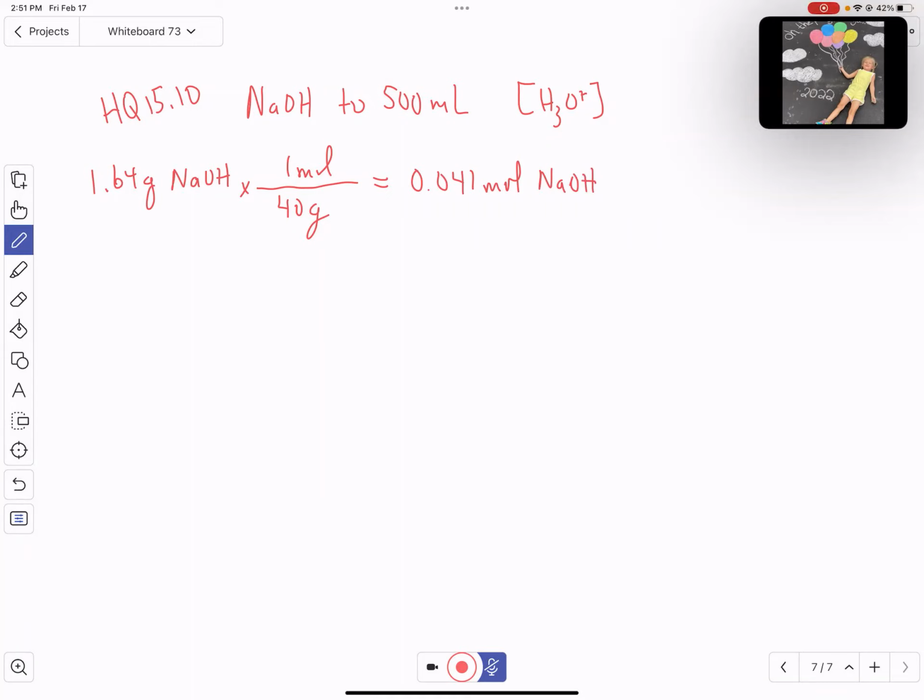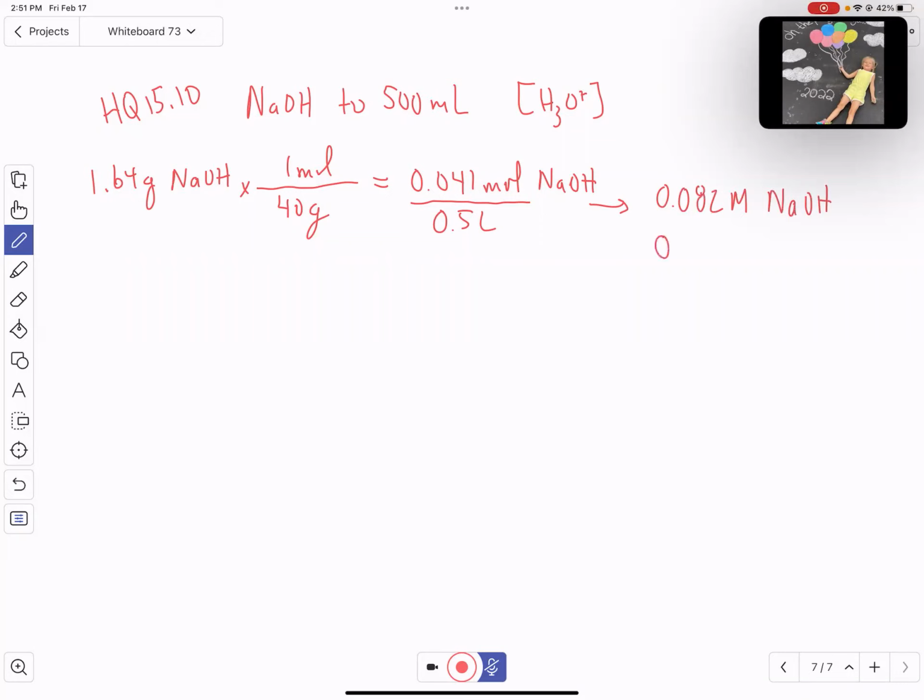I need to turn that into a concentration. So concentration is molarity, so moles per liter. I've got 500 milliliters, which is 0.5 liters. So I'm going to divide that by 0.5, so that doubles. Yeah, I get a concentration of 0.082 molar NaOH.